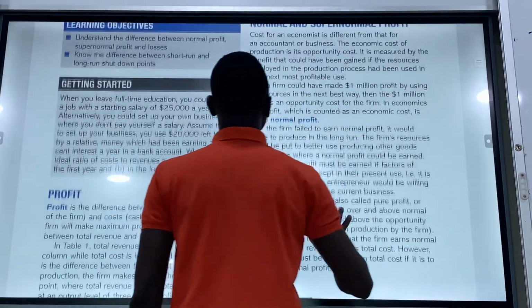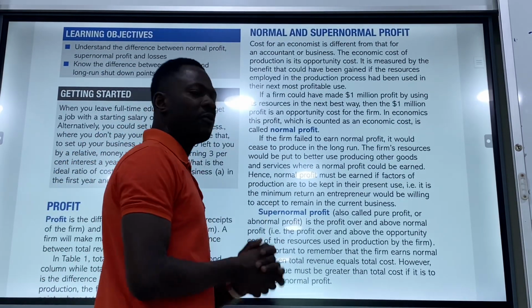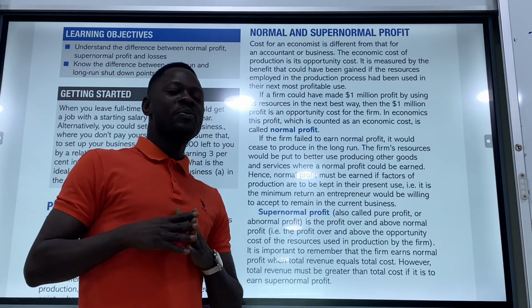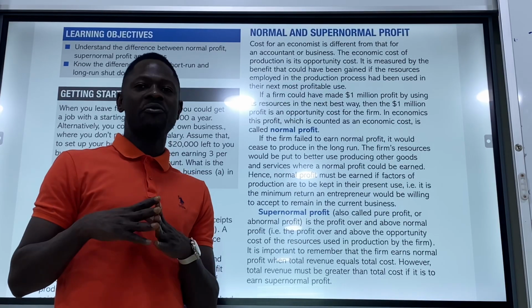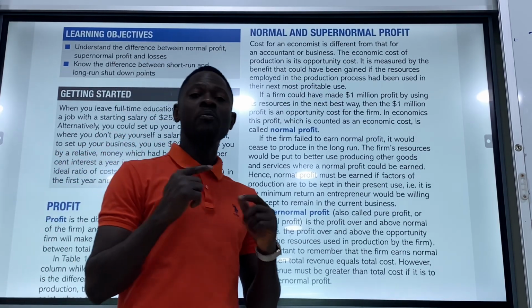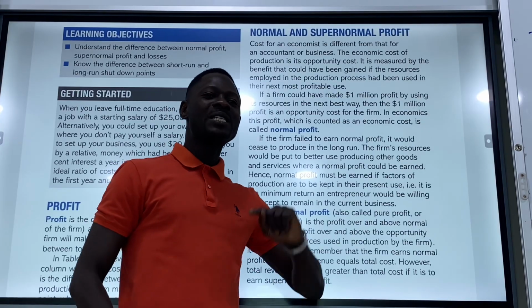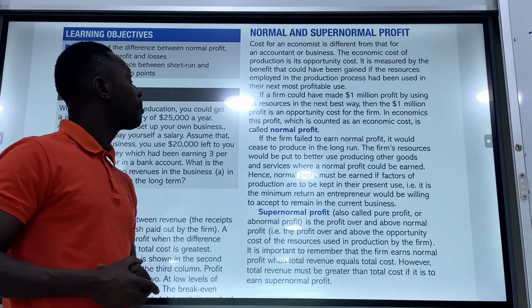So we move further, going into the different types of profit we have. Here we have normal and supernormal profit. Why do we call it a normal profit? Based on economics, a normal profit is that profit that you are supposed to make if you have used your resources to produce the next best alternative. So I'm going to read anyway so that we can understand more.